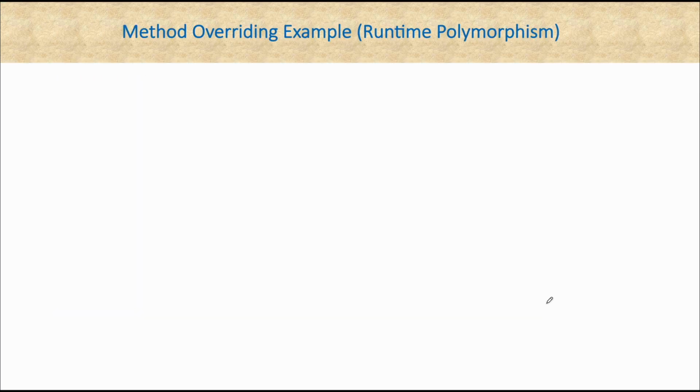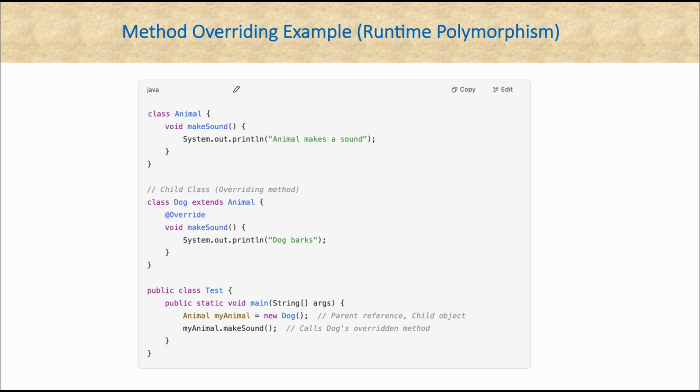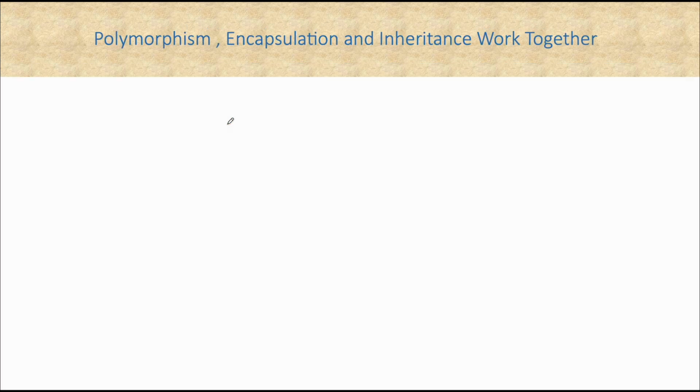Runtime polymorphism. Look at this, runtime polymorphism. First of all, you have created an animal class which has a method called makeSound, and a child class of that, class Dog extends Animal. Look at this. You are overriding this method here. That is called runtime polymorphism. Look at the method names, they are similar, and this is called polymorphism because it has the same method name but different implementations.